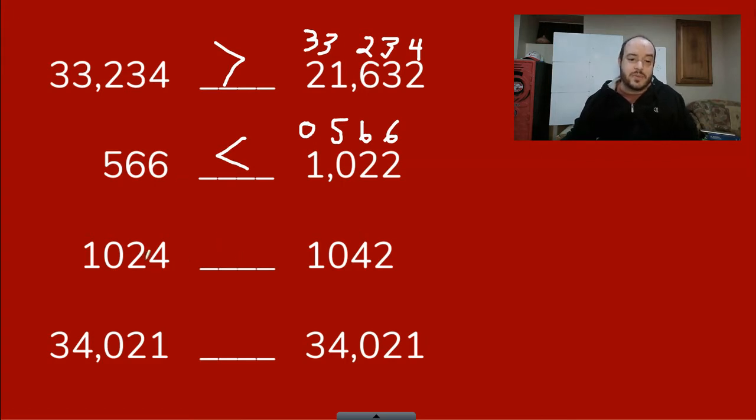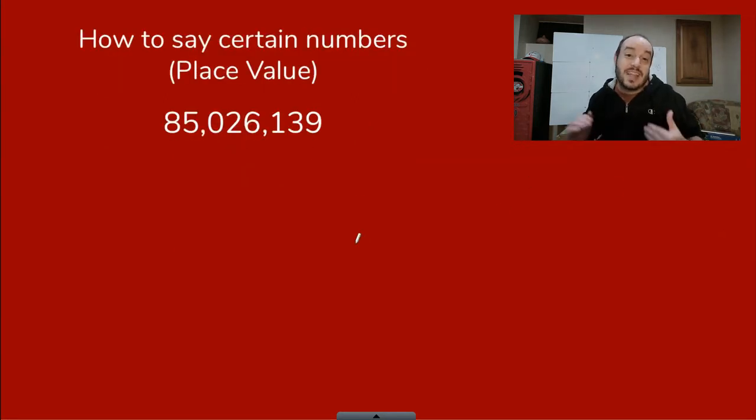Down here, we have 1024 and 1042, so 24 is less than 42. And for the last one, they look to be the same number on both sides, so we're going to go ahead and just put in our equal sign. So there you have it, some quick, easy questions. Let's move on to our next topic of place value.